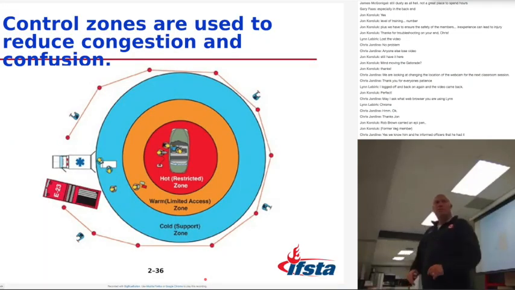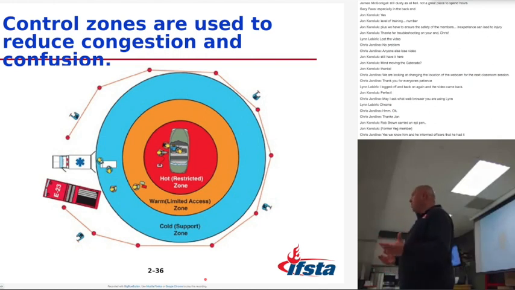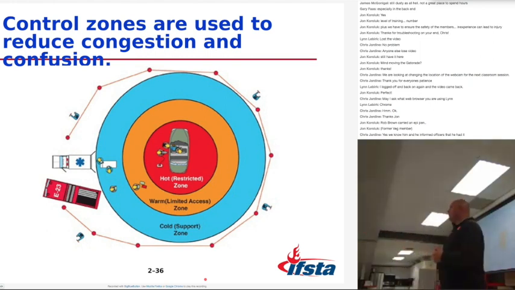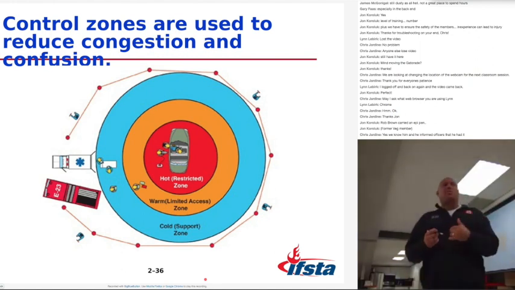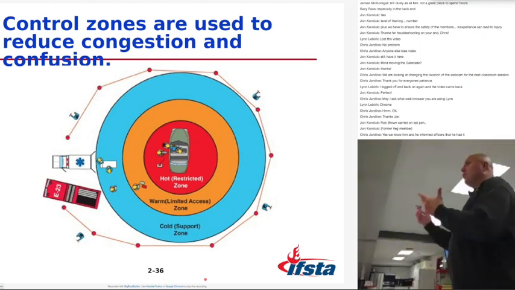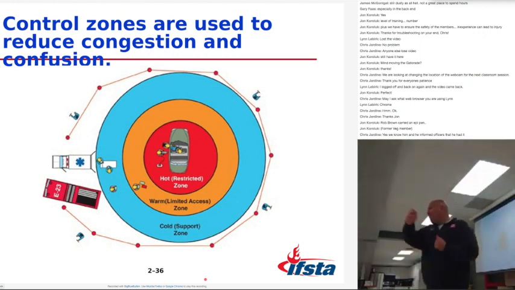Okay, control zones. Hot, warm, cold. Where have we seen this before? In hazmat, right? Is it any different with structure fires? No. We have a hot zone, we have a warm zone, we have a cold zone, okay? What happens in the hot zone? That's where the action is happening, right? That's the incident. Warm zone, we want limited access of people in there. When we're doing the restricted zone, that's our inner circle. That should be within maybe five feet around the vehicle.